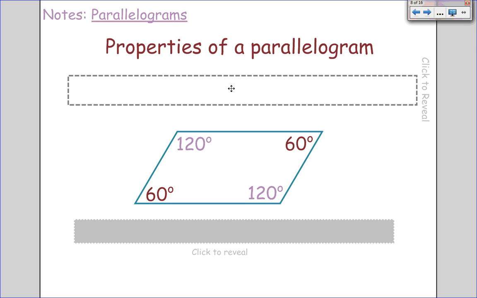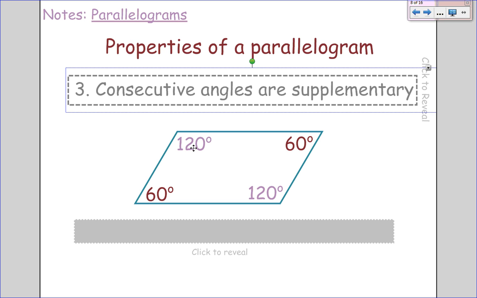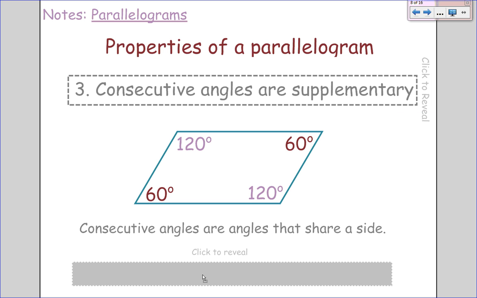A third property is that consecutive angles, so the angles that are next to each other, are supplementary. Consecutive means they share a side. So 60 shares a side with 120, and 120 here. Supplementary means that they add up to 180 degrees.